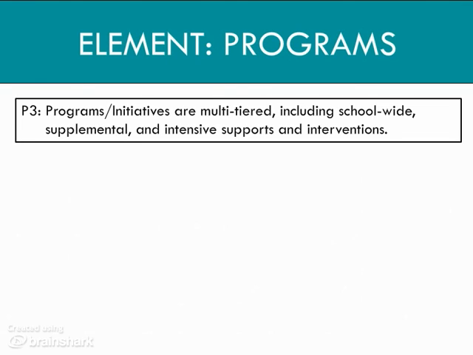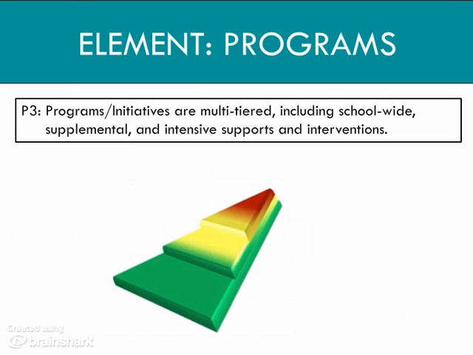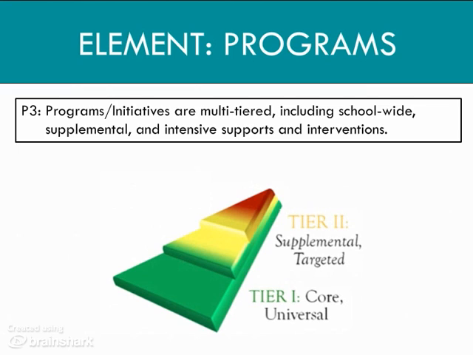The school's programming also needs to provide different levels of support to meet diverse student needs. These levels of support are typically grouped into the following tiers: school-wide, also referred to as core or universal, which is focused on addressing the needs of all students in the school; supplemental, which includes more specialized supports for students who need it; and intensive, which focuses on highly specialized and individualized supports for students who need it.